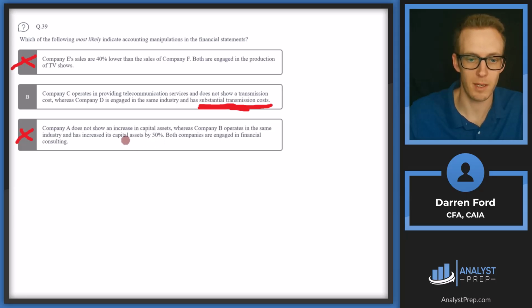So if Company B is growing substantially, they may be increasing their capital assets to support that growth, whereas Company A may be slowing down or not having the same type of growth that Company B is. They might not need more assets to be steadily where they're at. For those couple reasons, I think we can rule out C, and we'll stick with B as manipulation based on these costs not being there for Company C.